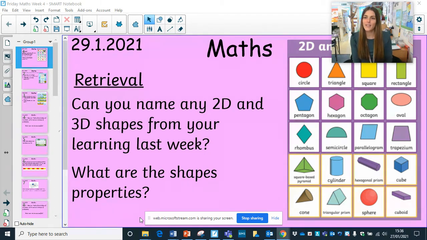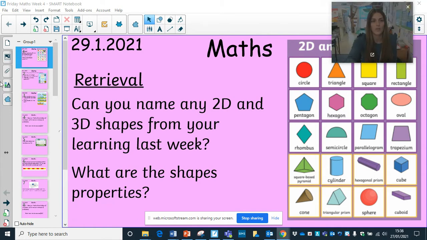Your retrieval today, so recapping some previous learning that you already know. Can you name any 2D shapes or 3D shapes from your learning, not last week, but from previously a few weeks ago, so recapping, and what are the shape's properties? So what makes it that shape? Think about it. Its corners, its sides, its faces, edges, vertices, all that sort of language. If you could use that language, that'd be brilliant.